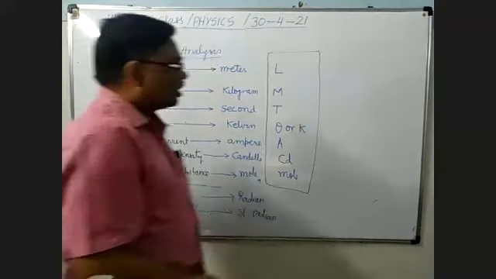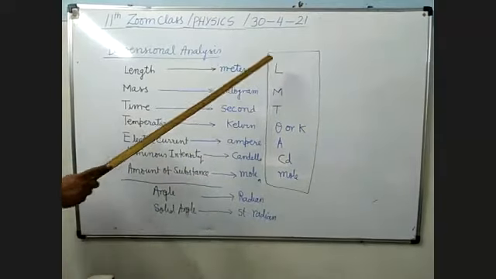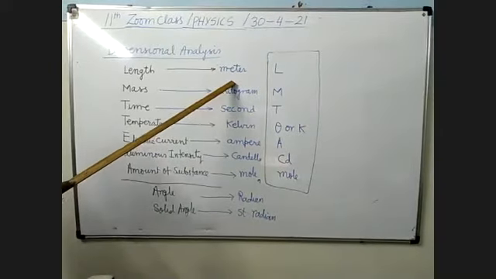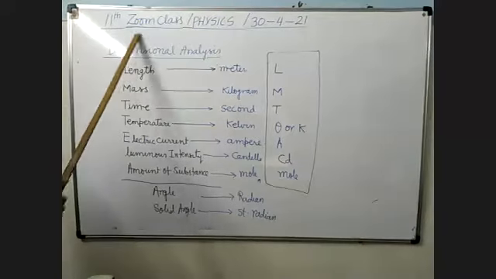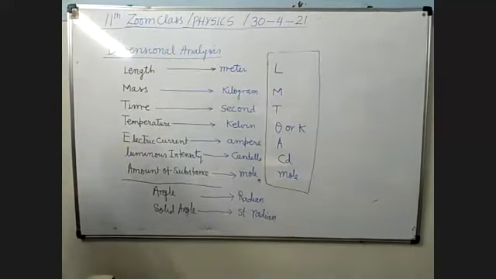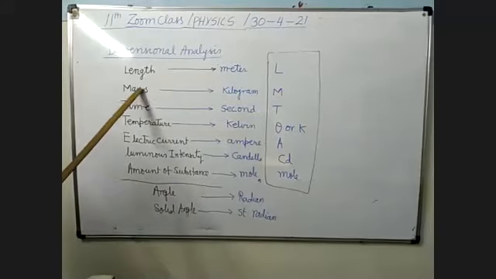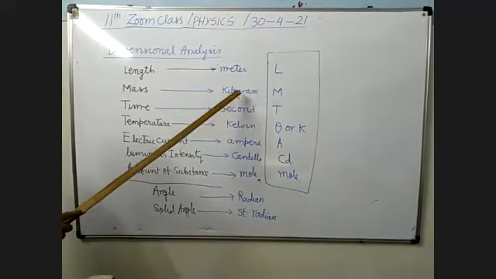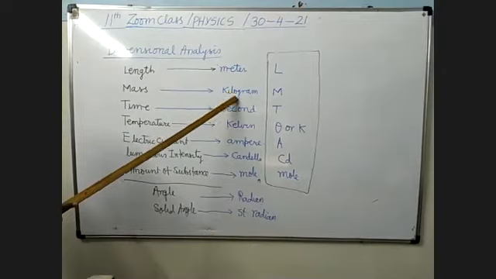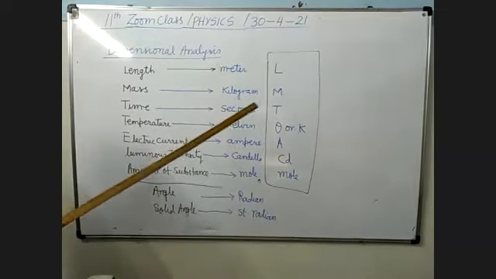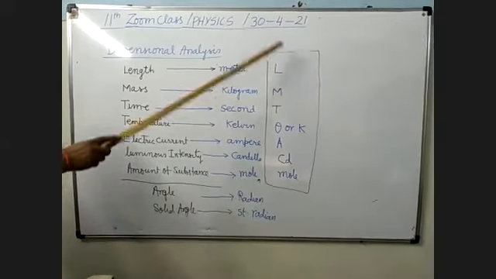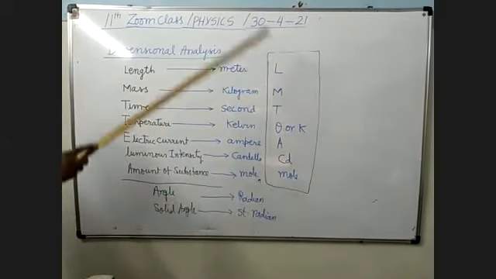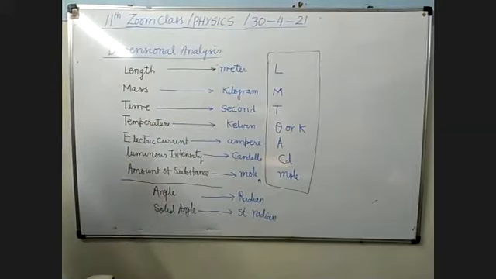Here, capital L does not always mean 1 meter. It may be 1 meter, but it means all units of length can be represented by capital L. All units of mass, whether it is kilogram, whether it is gram, anything, can be represented by capital M. These are the unit symbols. It's clear?